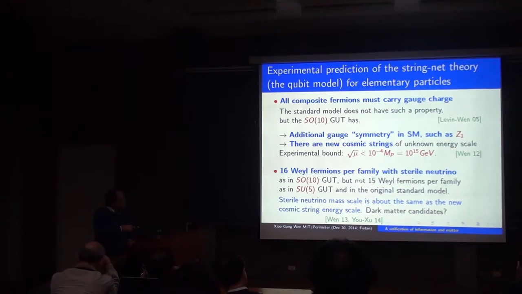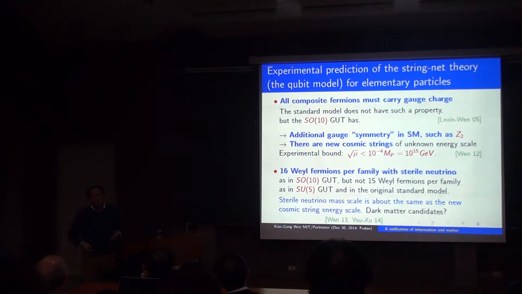The stronger prediction is not 15 Weyl fermions, but it favors 16 Weyl fermions. So this prediction says that there must exist a sterile neutrino. I don't know its mass, but probably the same scale as this string scale, so we can say the sterile neutrino mass scale should be less than 10 to the 15 GeV or something like that. But those are all detailed model building. In principle, they have these two kinds of predictions. But when we really do the lattice and more detailed model building, there may be additional features.